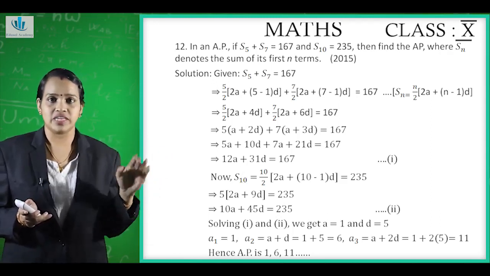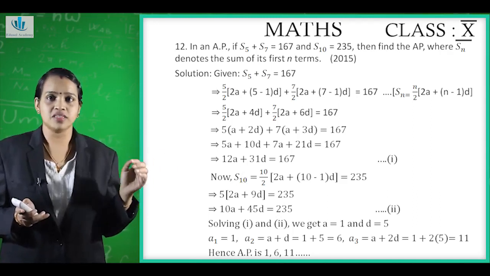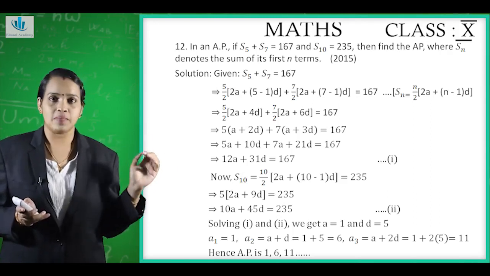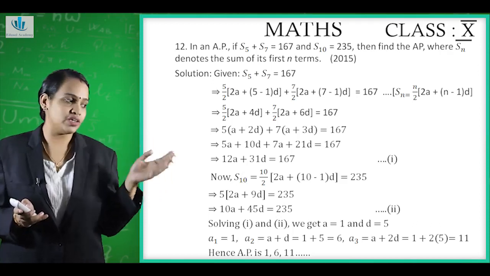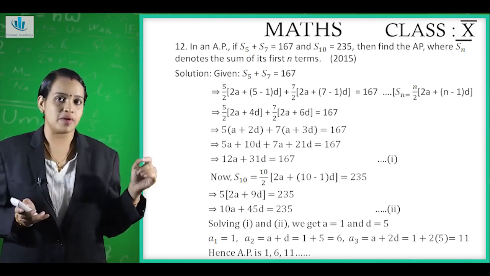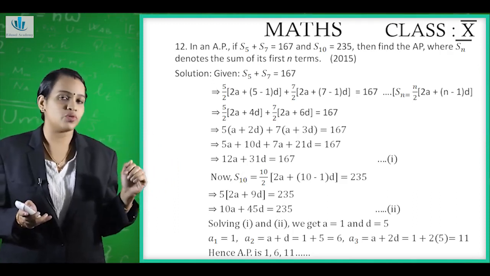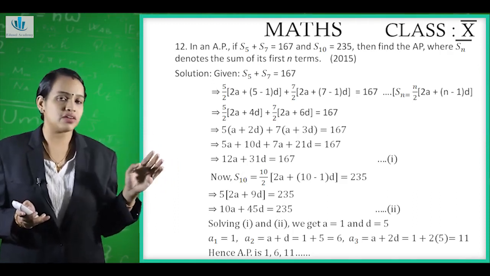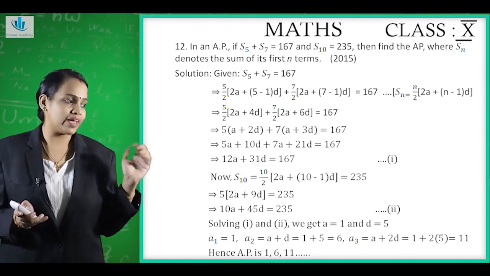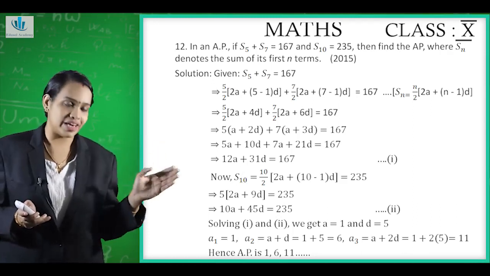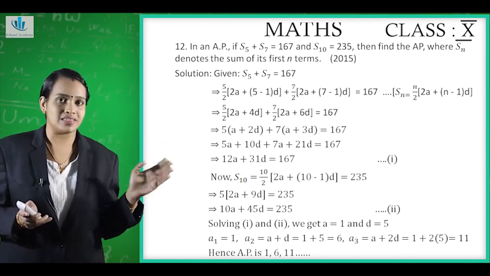Therefore what we will do, we will take the 2 from it. So it becomes 5 into (a plus 2d). That means we have taken 2 common. So it becomes a plus 2d in the bracket, plus 7. Here also we take 2 as common. So 2 into 2 goes off. So in the bracket it remains a plus 3d, which is equal to 167.